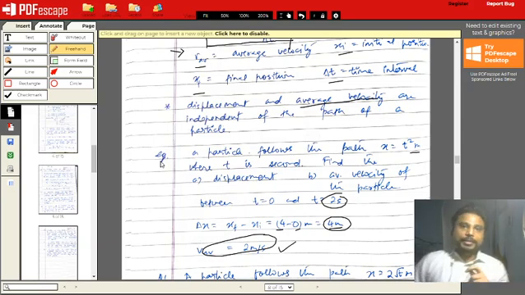So this is the first lecture on kinematics. In the next lecture, we would do the questions on this particular idea, the average velocity, and we would learn how to find the instantaneous velocity using different mathematical tools.